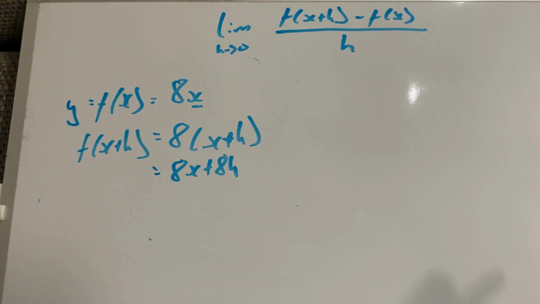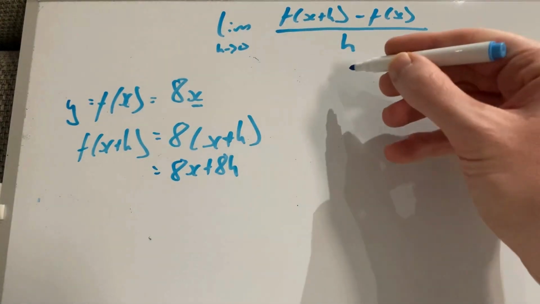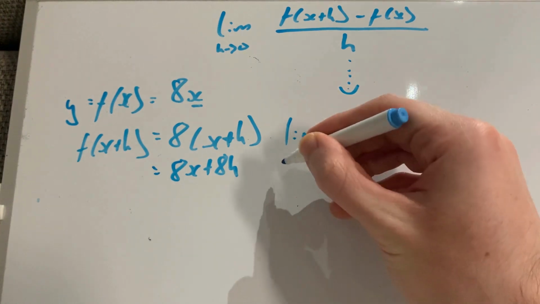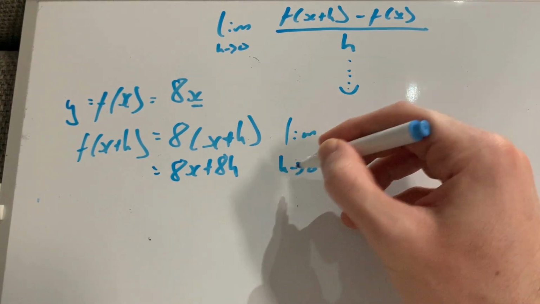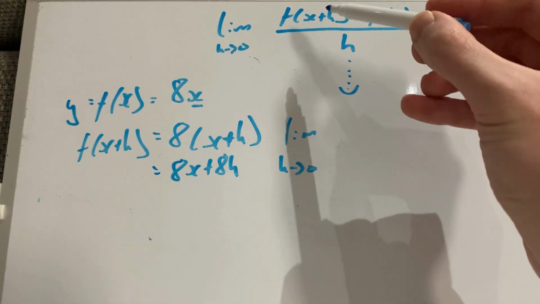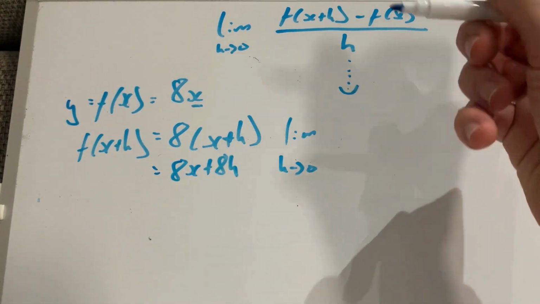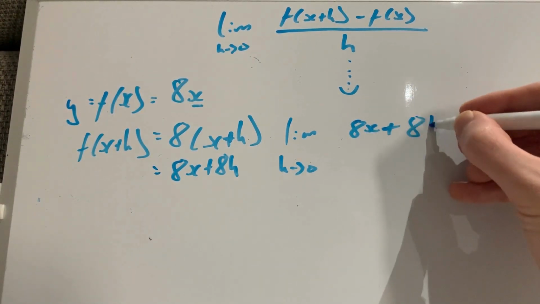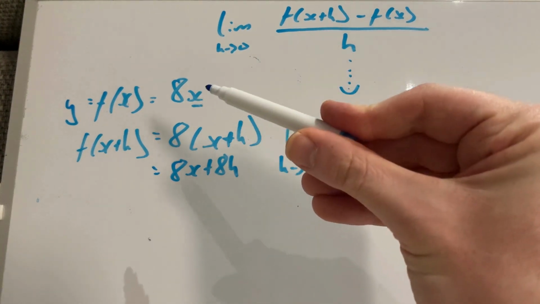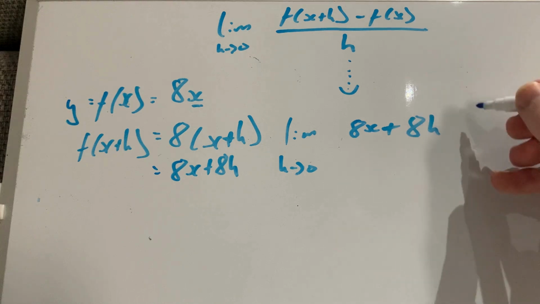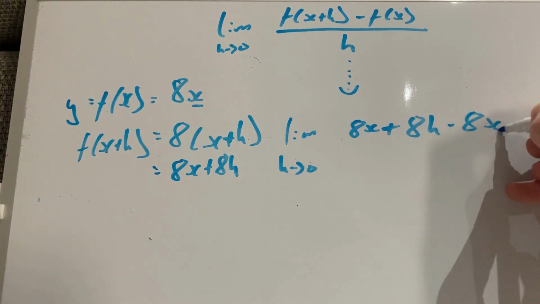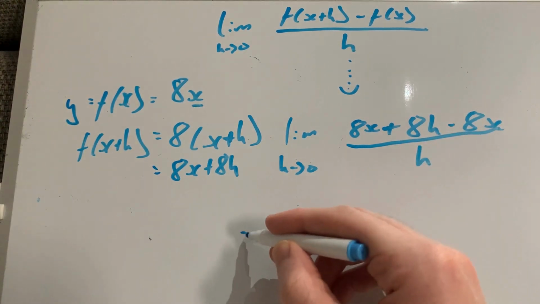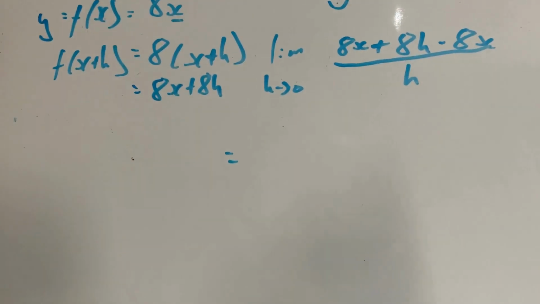Now that we know what f of x plus h is, we can plug everything into this formula. So the derivative of our function is the limit as h tends to 0 of f of x plus h, which we've just worked out is 8x plus 8h, minus f of x. And we know that f of x is 8x, right? That's what the function is. All over h.